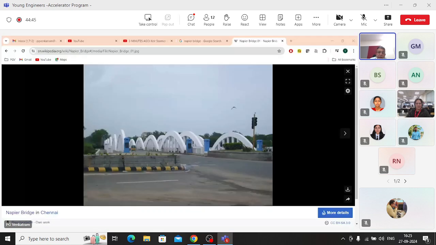Can you see my screen now? Yes, sir. How many of you are able to recognize this bridge? Napier Bridge. Absolutely right. Napier Bridge. And do you know when it was built? Approximately.